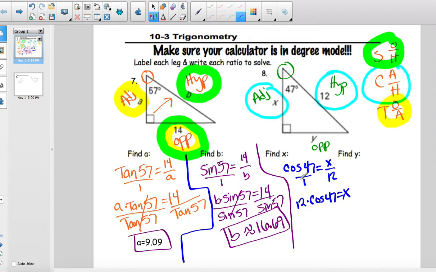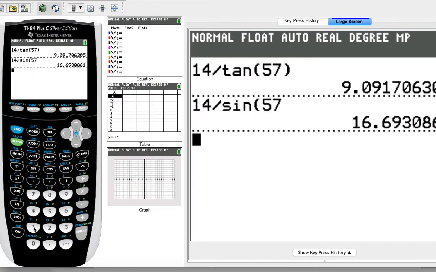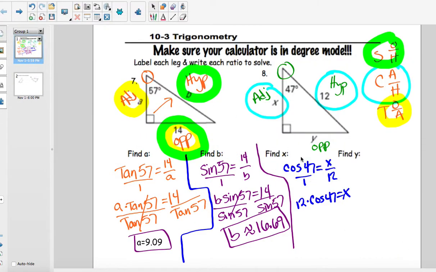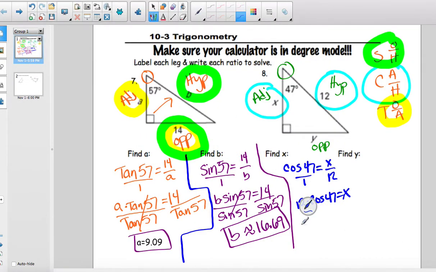But once you do this enough, you will get the hang of when you're going to do multiplying and dividing. But like I said, just pause after the first step and think, is the letter alone or not? And if it's alone, you are done and you're ready to go to the calculator. So 12 times cosine 47. I always put the 12 first because otherwise I have to worry about the parenthesis thing with the trig function. You can push the times button, but you don't even have to. So 12 cosine 47, just like it looked like on your paper, 8.18. So the answer is 8.18. So x is approximately 8.18.